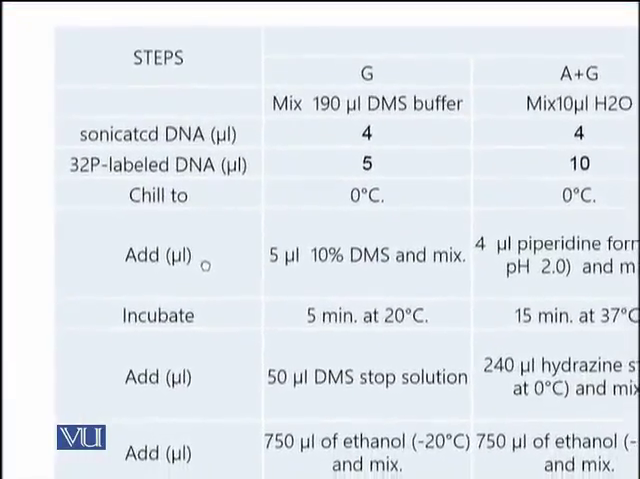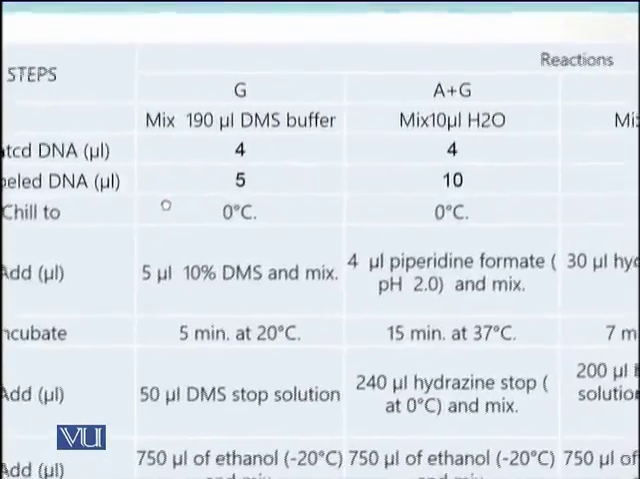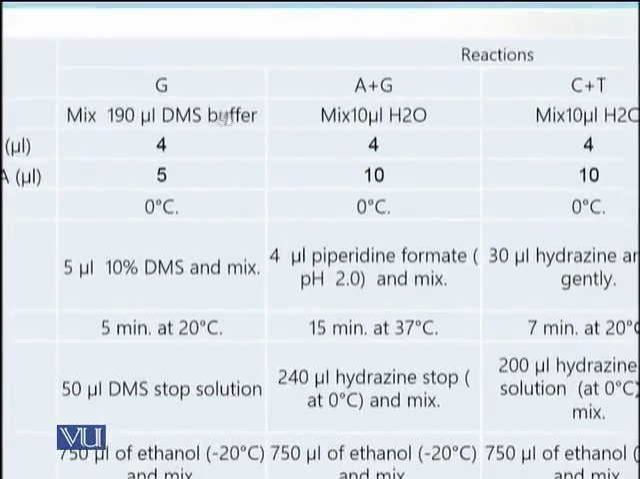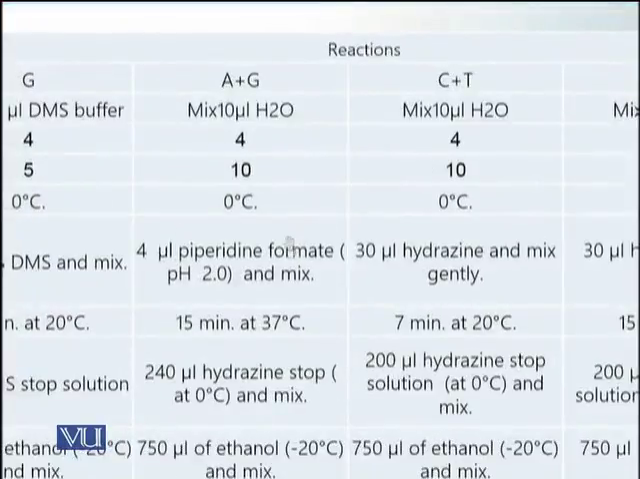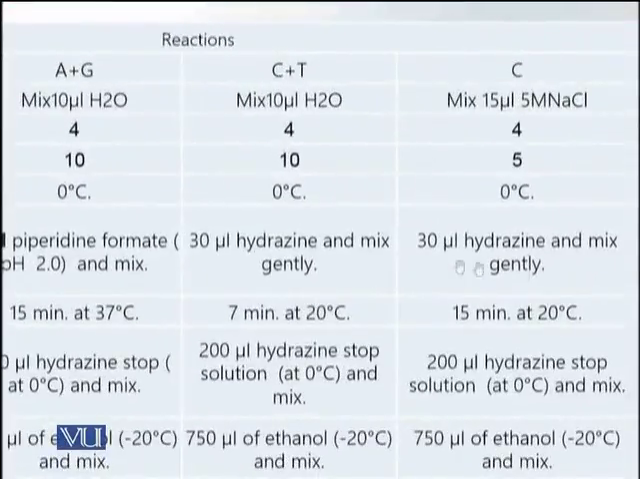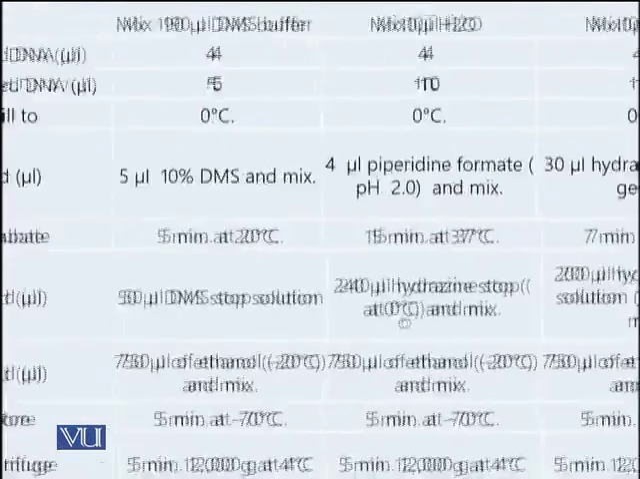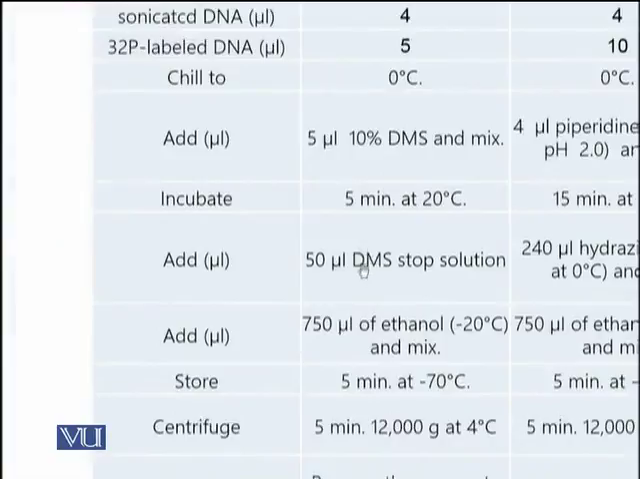We need the base modifier. For guanosine, or A and G, we need dimethyl sulfate here. Then here we need piperidine for the A plus G reaction. For the C plus T reaction we need hydrazine, and we proceed further. We have hydrazine for the C reaction in the presence of sodium chloride. As mentioned before, in the presence of sodium chloride hydrazine is going to modify cytosine with more efficiency.